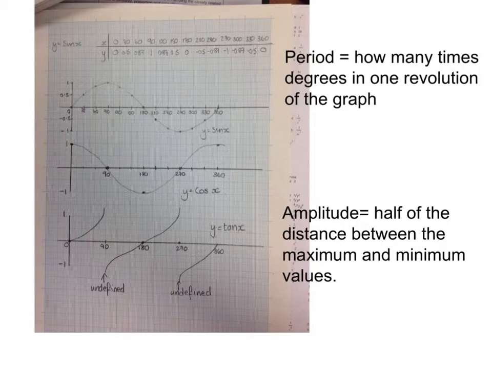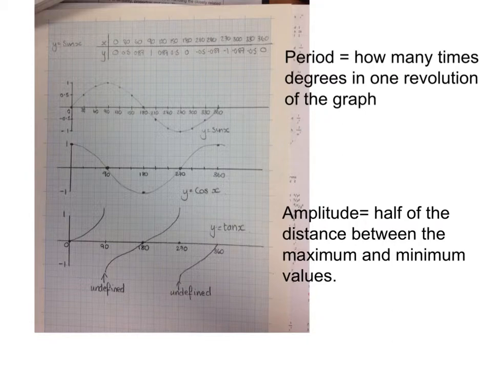So, there's a couple of things we need to look at when we're looking at these graphs. They're written over here, the period. The period is how many degrees in one revolution of the graph. So sine x and cos x both have a period of 360 degrees, because this is one full revolution of the graph in 360 degrees. And what we'll go on to look at is what happens if there's more than one, if maybe it's a bit squashed in and it's going up and down like this, and that's when the period changes.